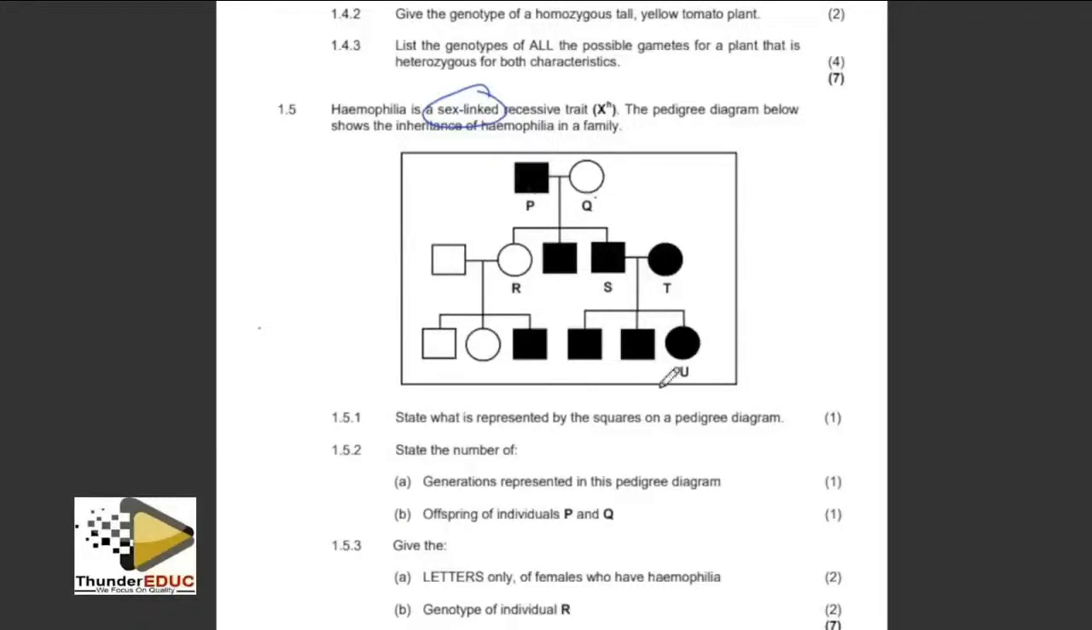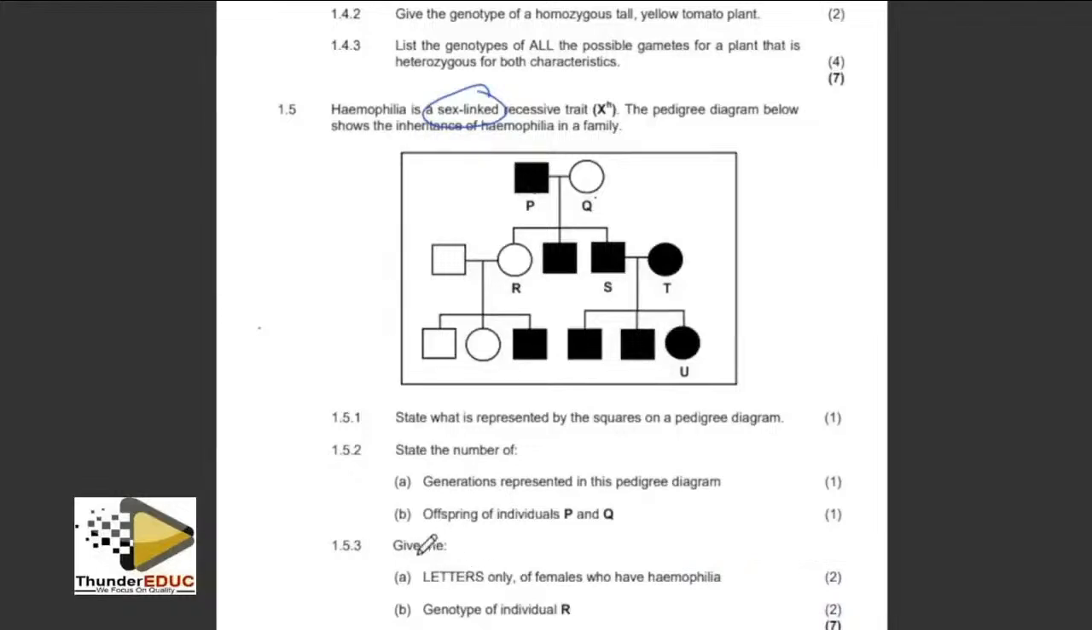Now, they are saying, state what is represented by a circle. We have said that the circle means a female. State the number of generations. We have talked about them. There are 3 generations: 1, 2, 3. Offspring of P and Q, state the number of offspring. The same thing: this one and this one only got married into the family, so they are intruders.